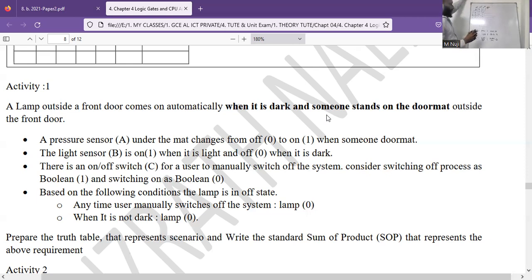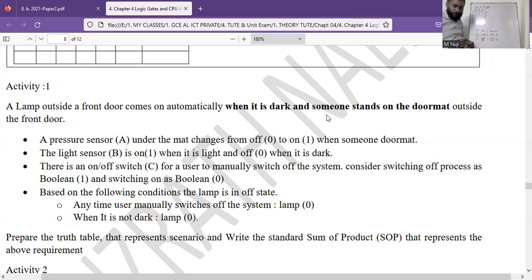Clear? So what is the criteria they mentioned? When it is dark and someone stands on the doormat. So here dark means 0. B is 0. Dark means 0 here. These are the areas. Fine. But for the doormat, A is pressure 1. Pressure 1 here. This is pressure 1. Except these two, the rest of them are 0.